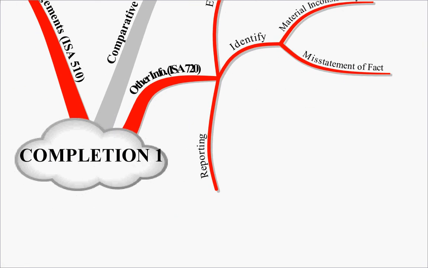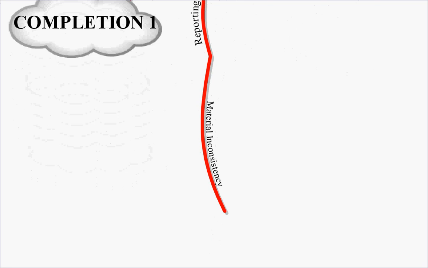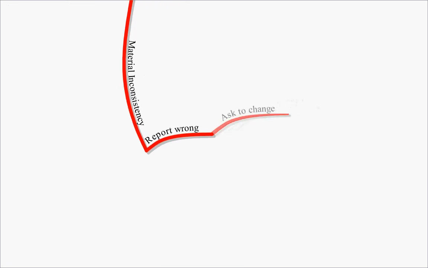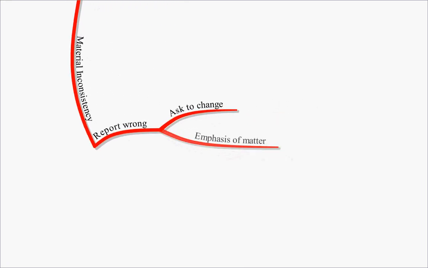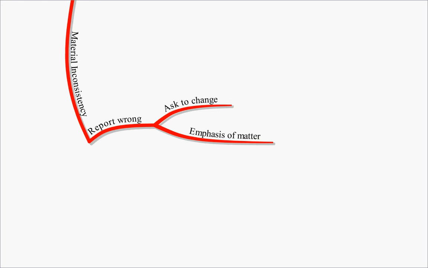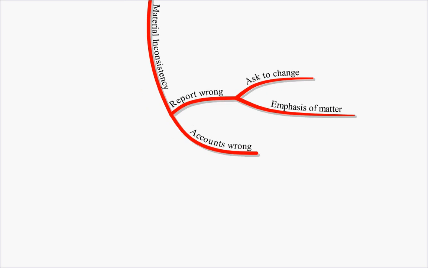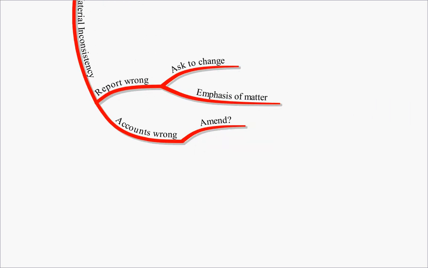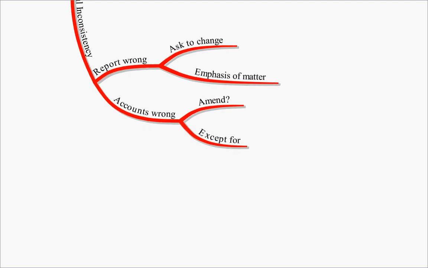So if we find these, how do we report them? Well, first of all, material inconsistencies. If we find a material inconsistency, there are two possibilities. The first is that the report is wrong, in which case we have to ask the directors to change it, and if they don't, include an emphasis of matter paragraph in our report. Secondly, the accounts could be wrong. If so, we need to amend the accounts, and if the accounts aren't amended, we'll put an except for paragraph into our audit report.